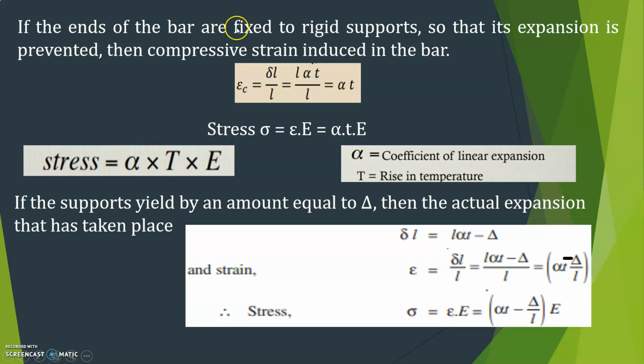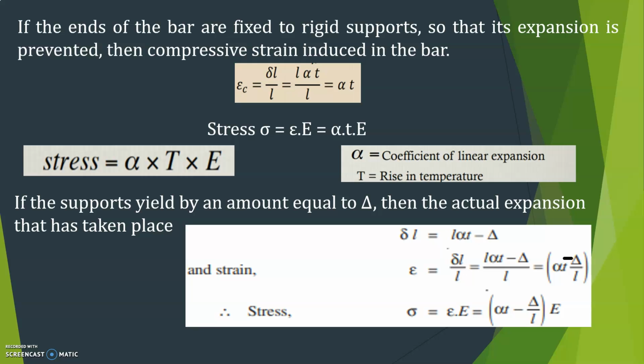Okay, see, this is when the body is free to expand. Suppose the ends of the bar are fixed to rigid supports, so that its expansion is prevented. When because of the rise or fall in the temperature the body expands or contracts, but the body is fixed to some rigid support, the expansion will be prevented. Then what happened?